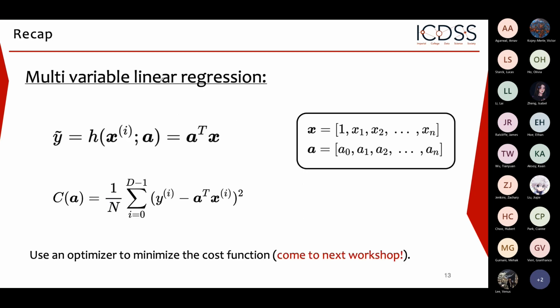So recap, for the multivariable linear regression, we have our model that is defined by a product of our features and these coefficients A, where we remember we add an extra 1 in front of our x. And this is the cost function that we're going to use. So again, you minimize this cost function using an optimizer. And if you come to the next workshop on Saturday, we're actually going to see how to do this in TensorFlow.